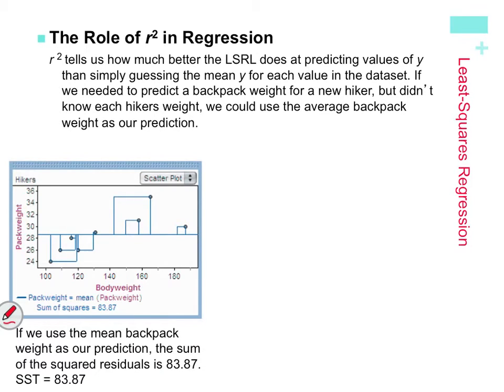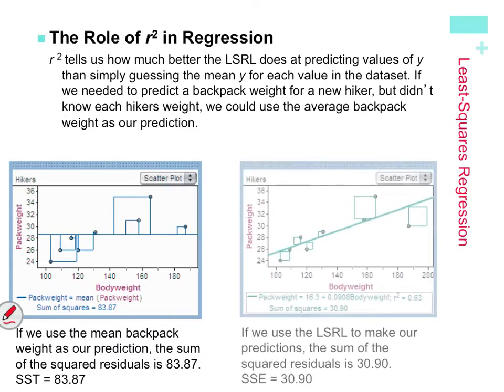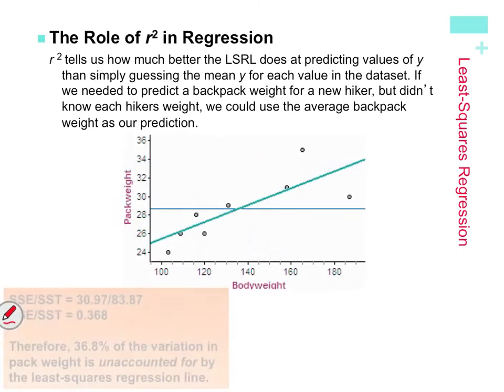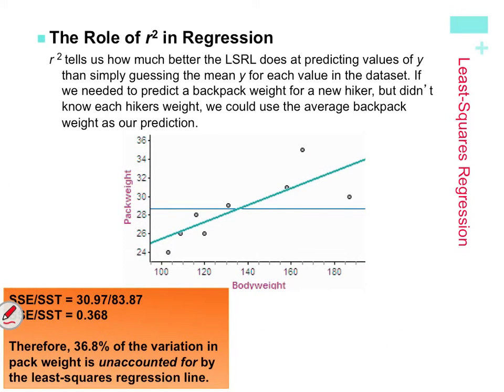If we use the mean backpack weight as our prediction, the sum of the squared residuals would be 83.87. If we use the least squares regression line to make our prediction, the sum of the squared residuals is 30.90. Therefore, 36.8% of the variation in backpack weight is unaccounted for by the least squares regression line.